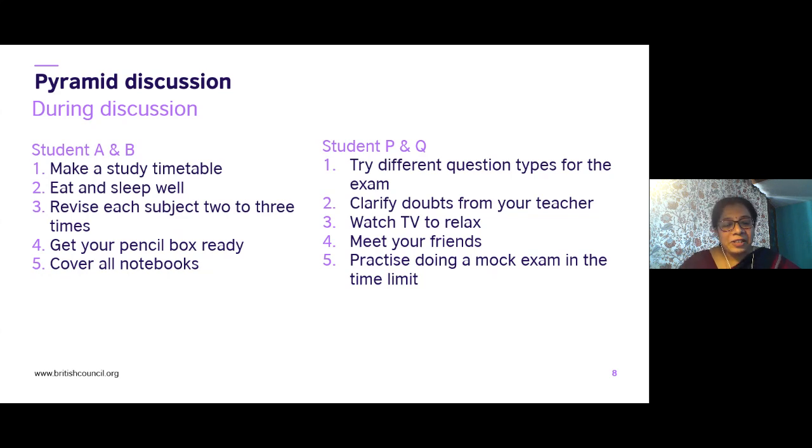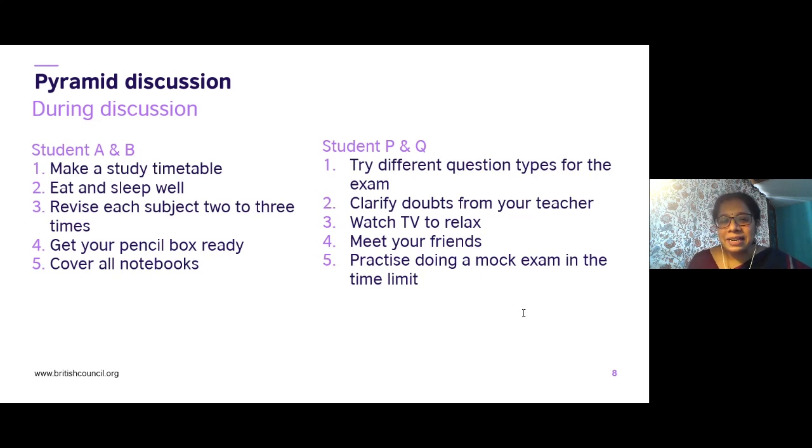So in this way, as you see, all students get an opportunity to discuss and put their list together. And finally, the whole class, the whole group gets together and puts out the final list of 5 for the class.